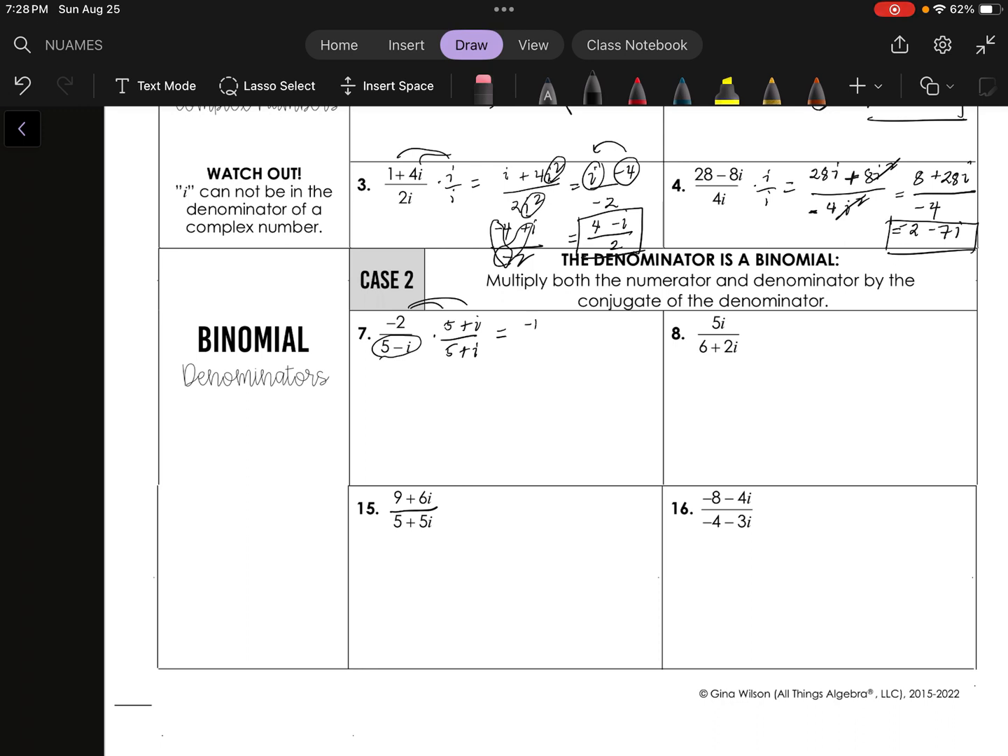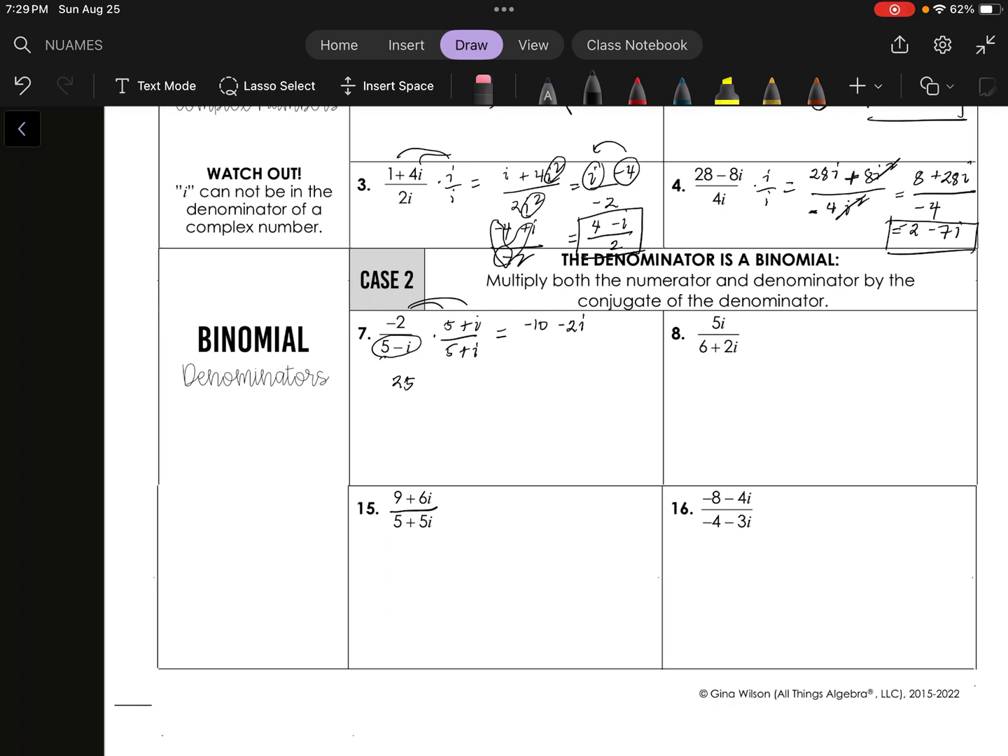Negative 2 times 5 is negative 10. You end up with minus 2i. That's your numerator. Let's try to do a box method here first. But since these are conjugates, you could also do the shortcut, which gives you just 5 times 5 gives you 25.